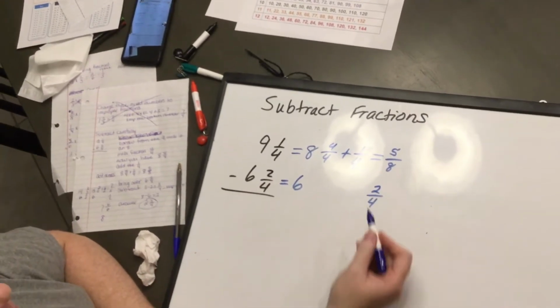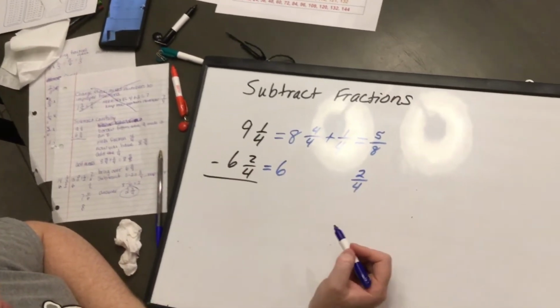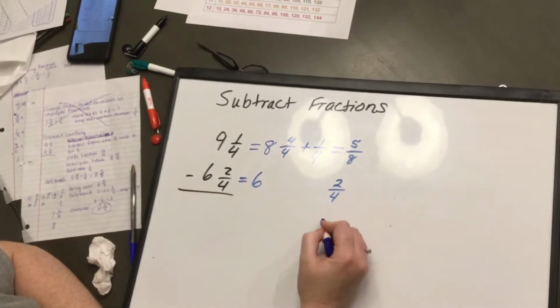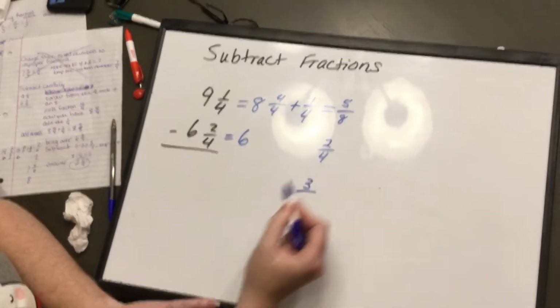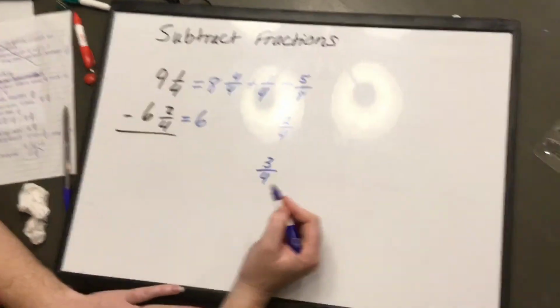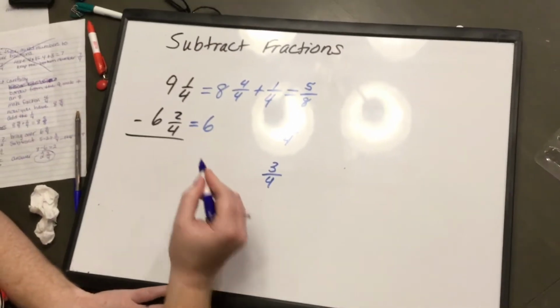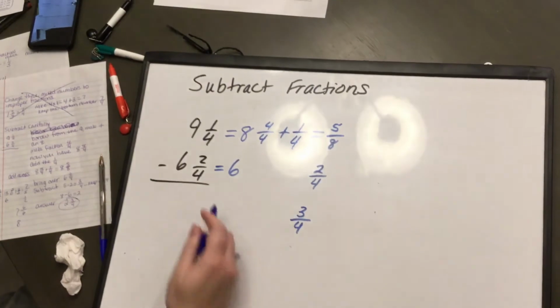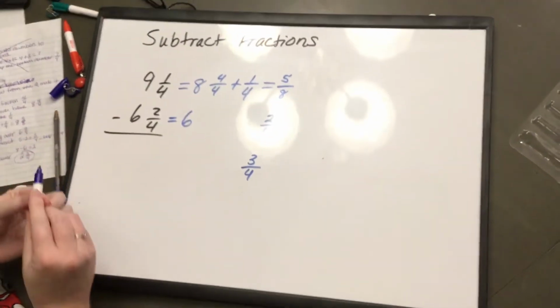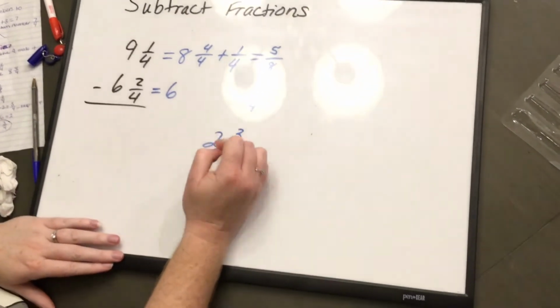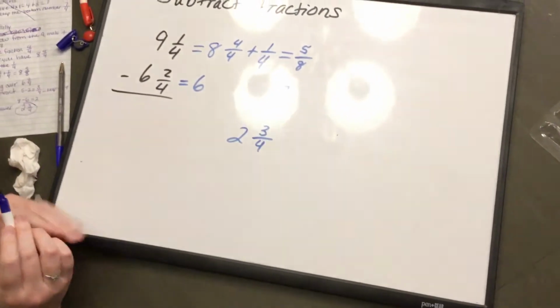So now we can just go ahead and subtract. 5 minus 2 is 3. 8 minus 4 is 4. Now we subtract our whole numbers: 8 minus 6 becomes 2. And that's our answer.